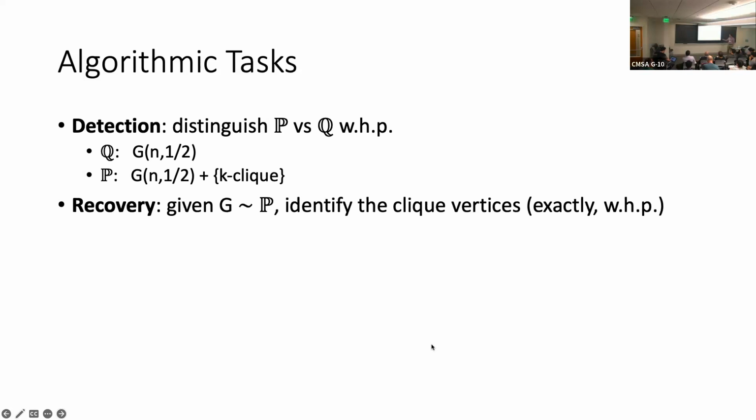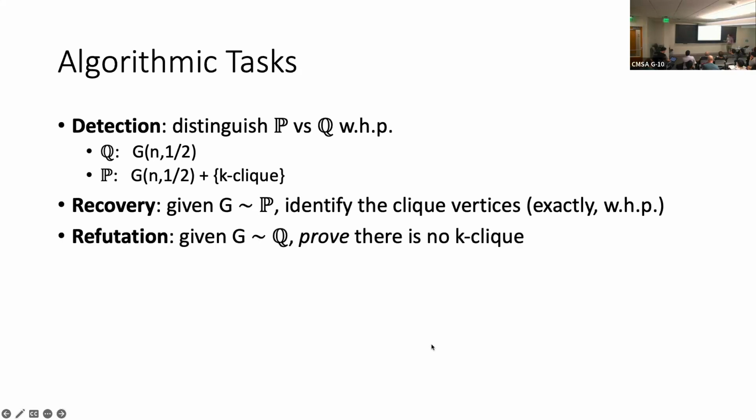You can also talk about recovery, meaning given a graph that's now guaranteed to come from the planted distribution, so there is actually a clique planted, can you find it? And the definition of success I'll use is that you have to exactly identify which vertices are in the clique and which are not, succeeding with high probability. High probability means probability that tends to 1 as the size of the graph goes to infinity. Although, this is not so essential. Once you find a constant fraction of the clique, you can easily find the rest. So it doesn't matter so much whether I talk about exact or partial recovery.